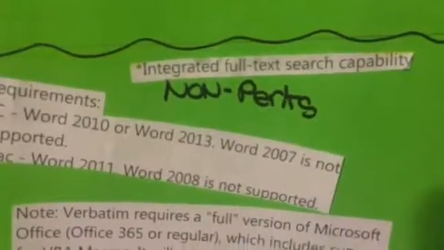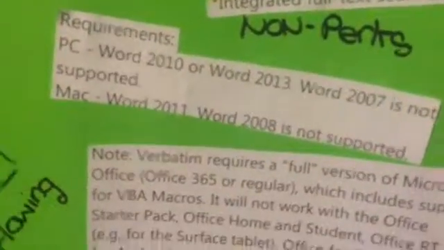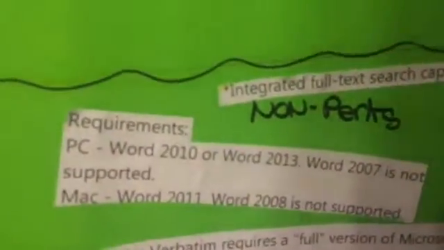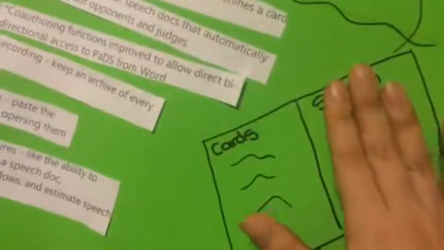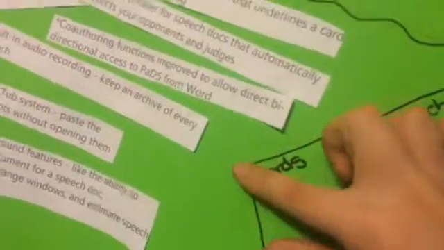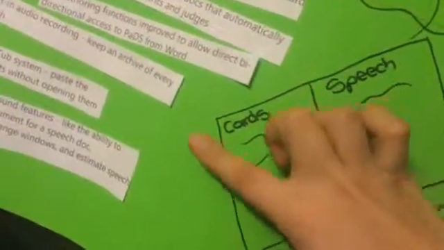And another perk is an integrated full text search capability, which basically, when you're on the screen and you don't have the speech, or maybe you do, you have this little search engine at the side, and you just search it, press enter, and it'll go to that card.